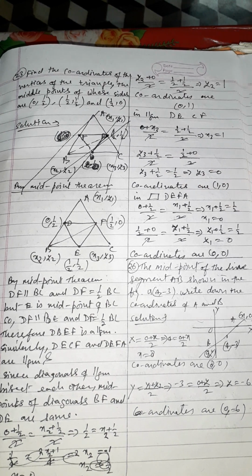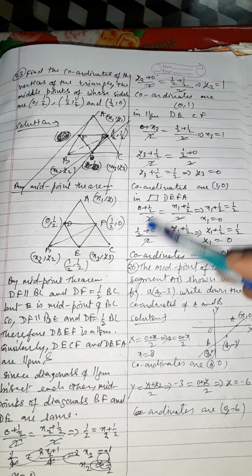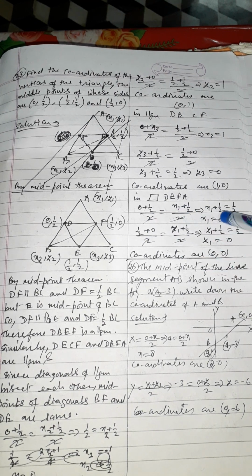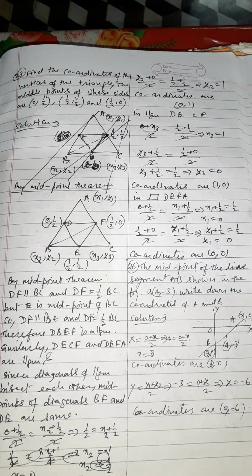equal to 0. The coordinates are 1, 0. In the DEFA, 0 plus half upon 2, x1 plus half upon 2, that x1 is equal to 0. Then half plus 0 upon 2, it is y1 plus half upon 2, y1 plus half is equal to half, y1 is equal to 0. The coordinates are 0, 0.